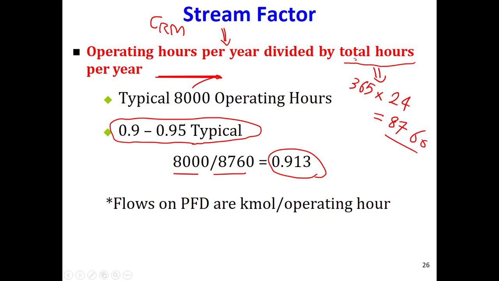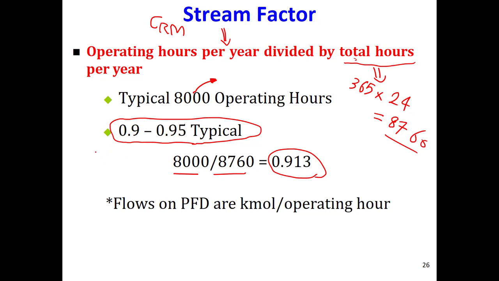Because sometimes I have emergency shutdowns, sometimes I have maintenance. We consider that although we have all this working time, sometimes we have shutdowns, emergency shutdowns, or maintenance where we have to stop the plant. So that's why the operating hours are usually smaller than the total hours that we have in a year. Why is this factor important?